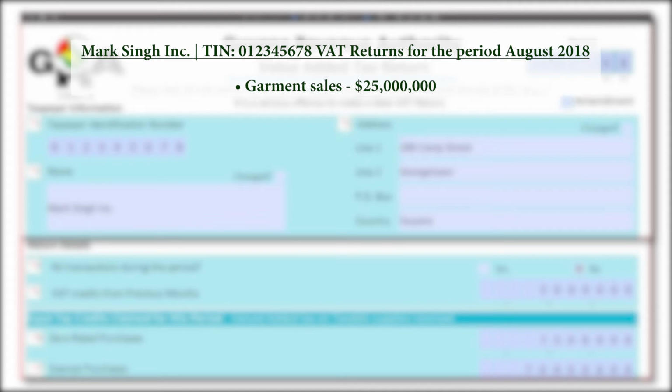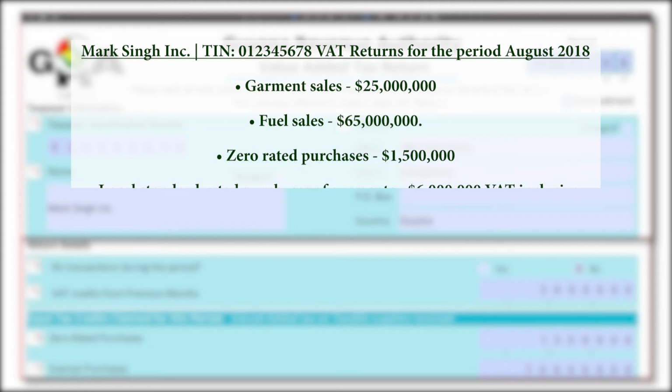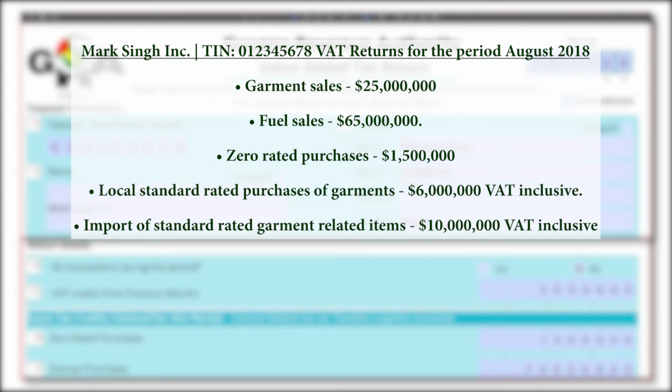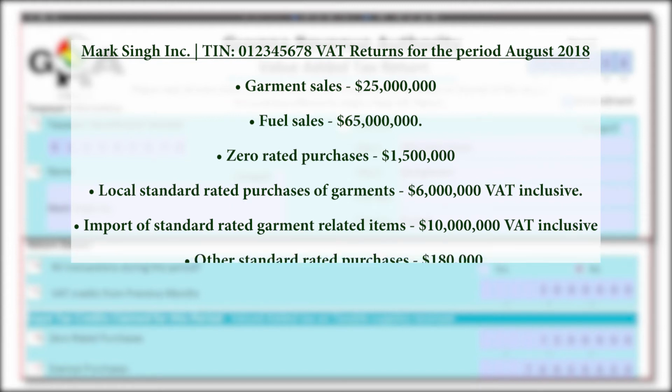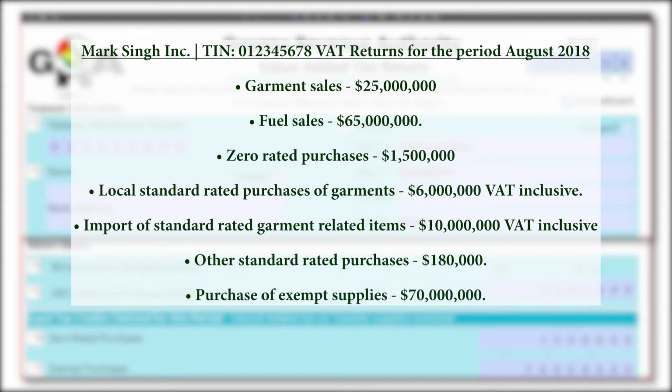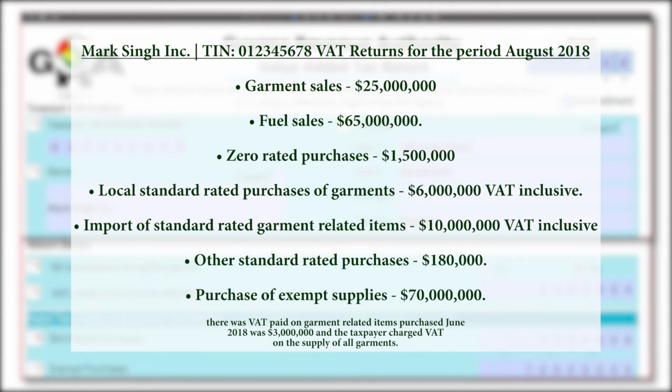Garment sales for August 2018 was $25 million and fuel sales were $65 million. Zero-rated purchases was $1.5 million and local standard-rated purchases of garments was $6 million VAT inclusive. Import of standard-rated garment-related items were $10 million VAT inclusive. Other standard-rated purchases include office supplies, accountant fees, and internet services totaling $180,000. Purchase of exempt supplies were $70 million. Bear in mind, there was VAT paid on garment-related items purchased in June 2018, which was $3 million, and the taxpayer charged VAT on the supply of all garments.